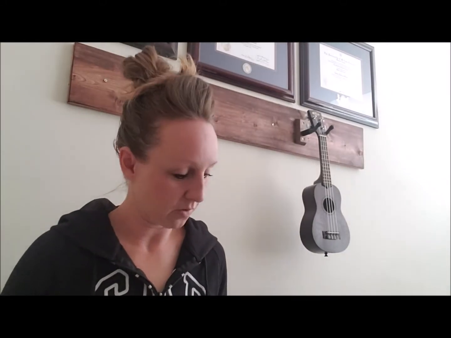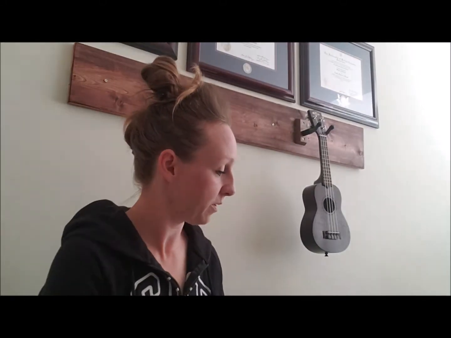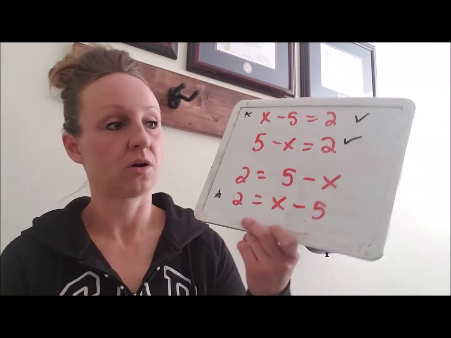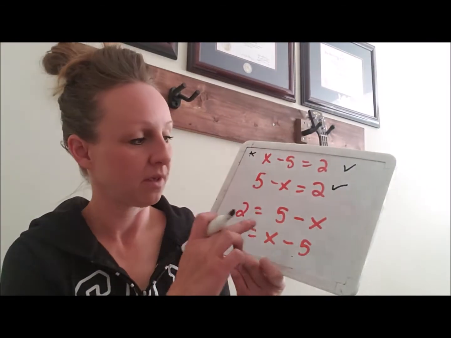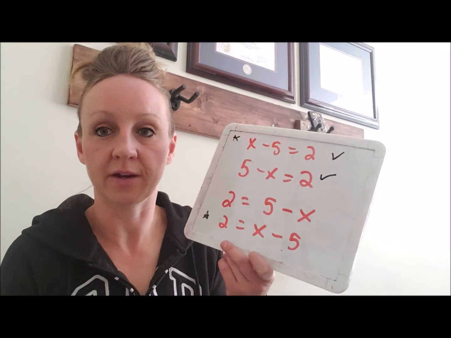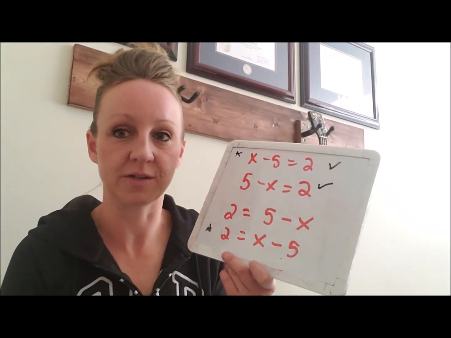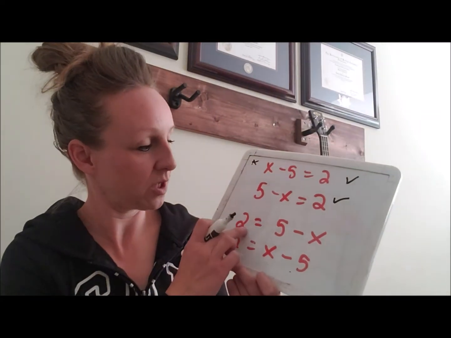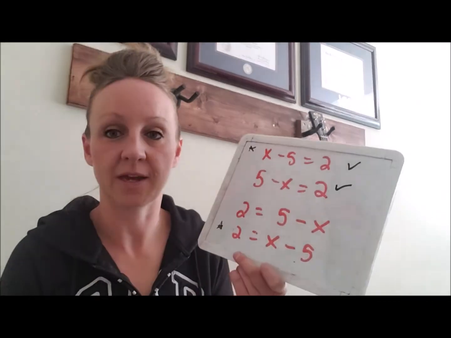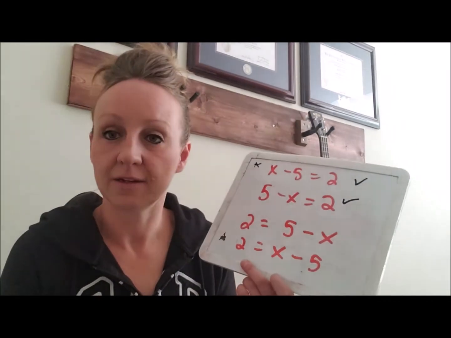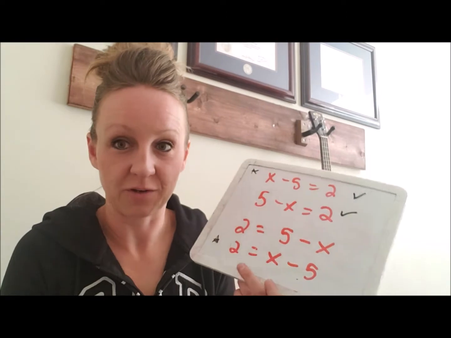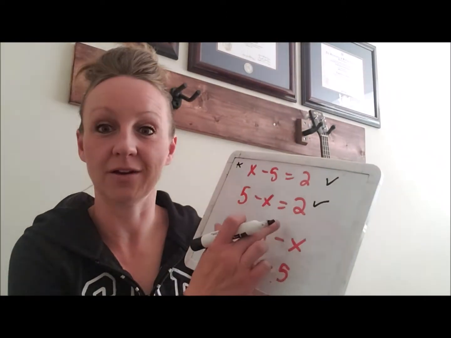Hey everyone, so in this video, what we're going to attack are one-step equations in which the variable is over here. It's at the end of our mathematical sentence. So I'm saying 2 is 5 minus x. And again, if you watched the last video, I think you should watch the other video about this guy here.